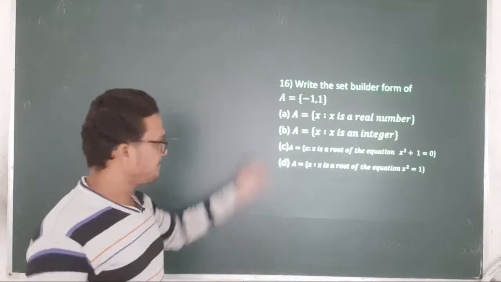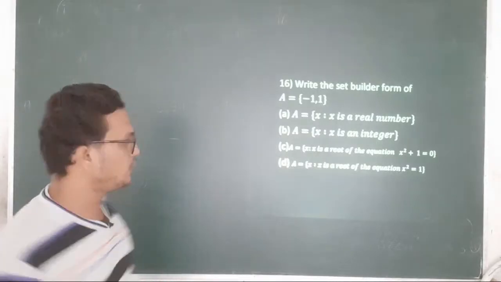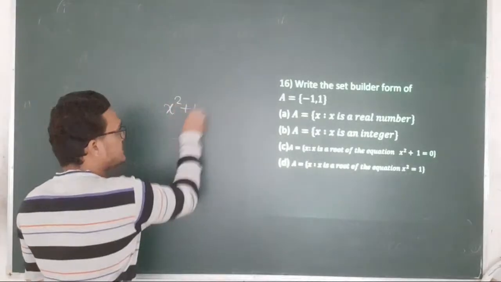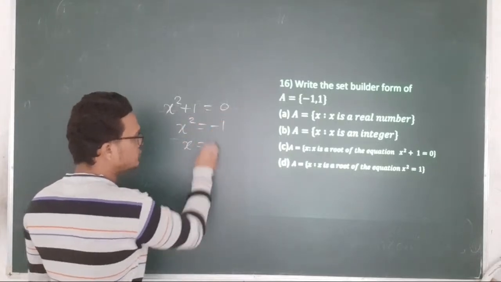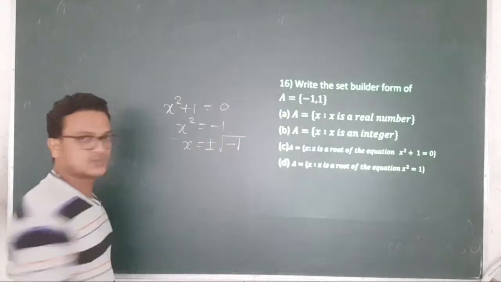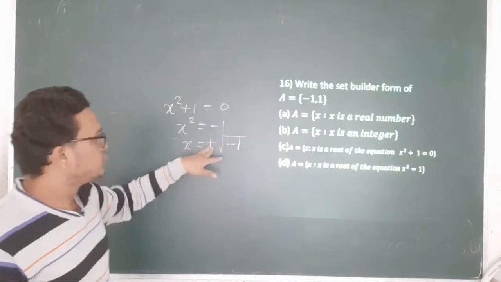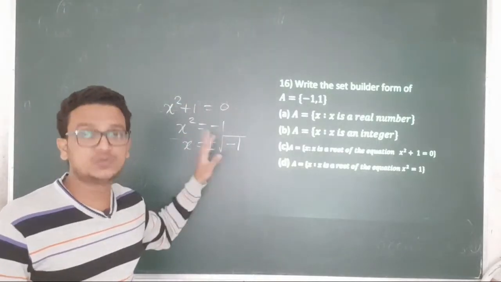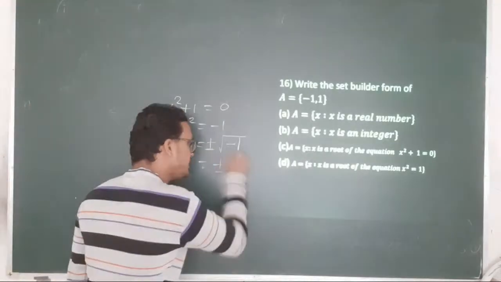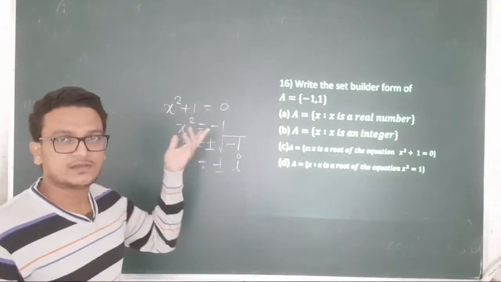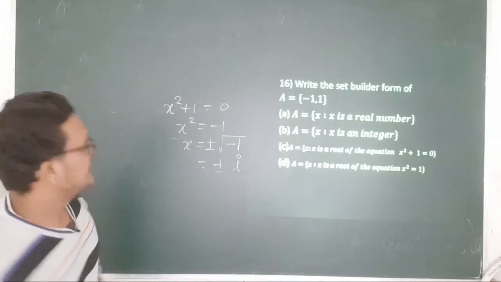What about option C? x is a root of the equation x square plus 1 equals 0. Now x square plus 1 equals 0 means x square equals minus 1, and x equals plus or minus root of minus 1. This type of equation we already simplified in the last class. Plus or minus root of minus 1 gives which type of value? It is an imaginary value. In set A, imaginary values are not present. So option C is also incorrect.